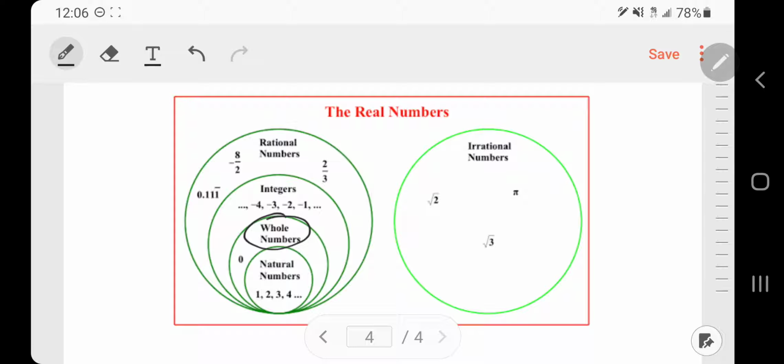Then you start to include the whole numbers, which are the positive integers, so 0, 1, 2, 3, 4, 5. Then we also have the integers, which are the positive and negative whole numbers. Integers can also be whole numbers, can also be natural numbers. And then our most broad one here are the rational numbers, and again, that's any number that can be written as a fraction.